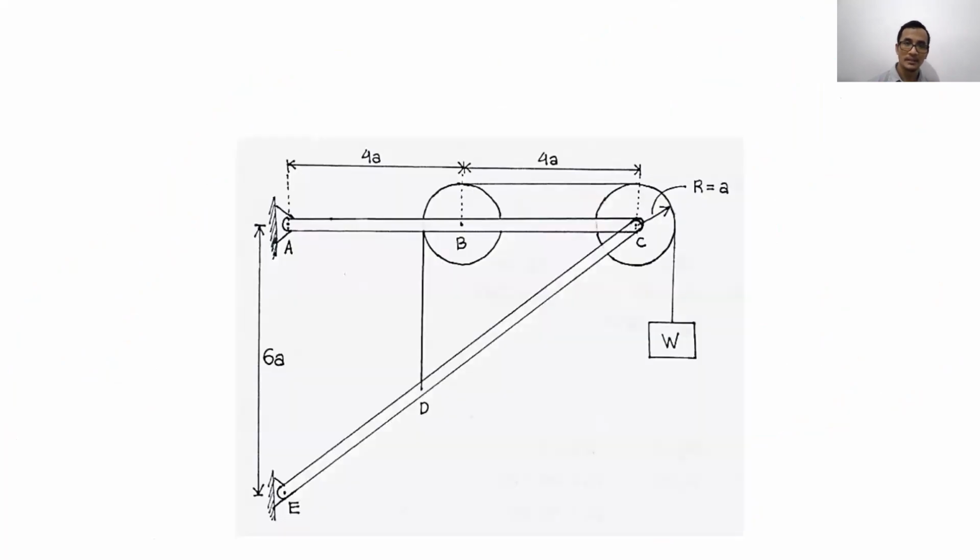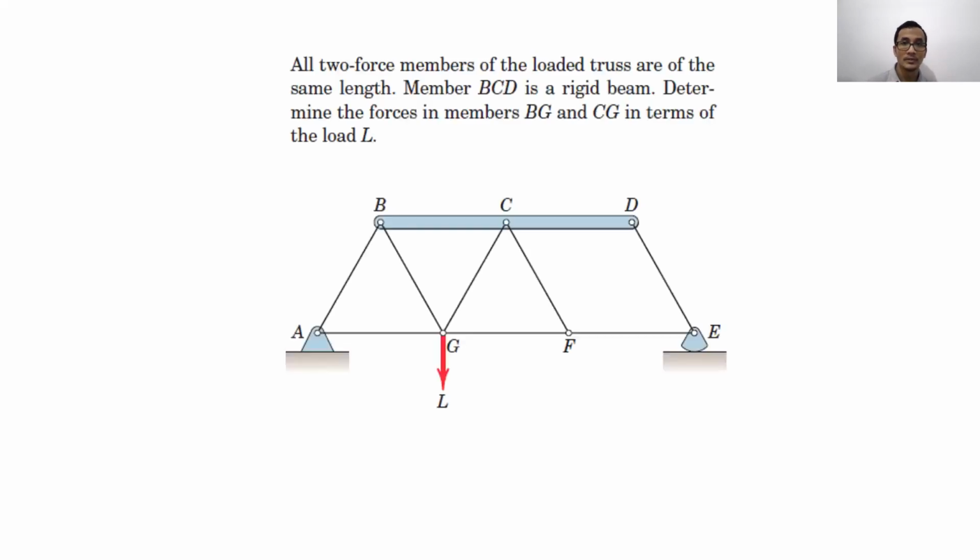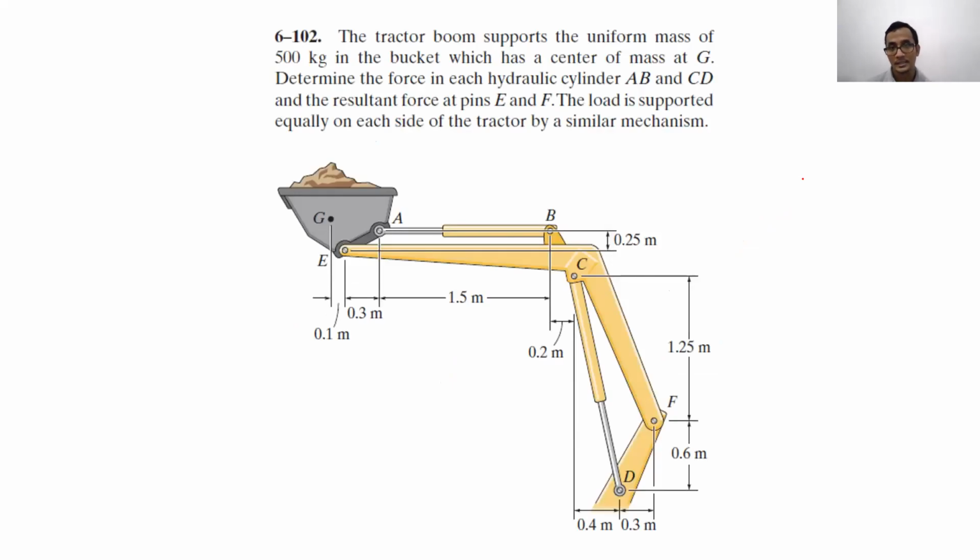There are several other examples here that can be your homework later, so you can try to practice with the frame problem. This is another case of a frame problem, but here we have so many two force members: AB, BG, AG, GC, CF, DE, and EF are two force members. The way to solve it may be a combination of how to solve a truss and how to solve a frame. Maybe I will just give this problem to you guys to try to solve.